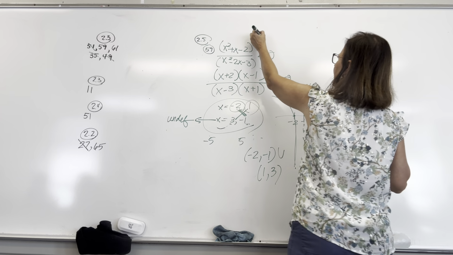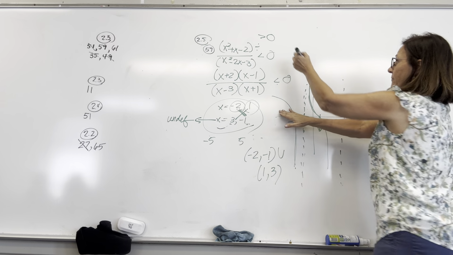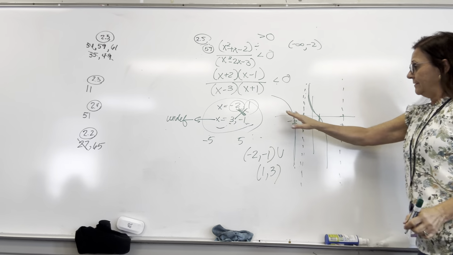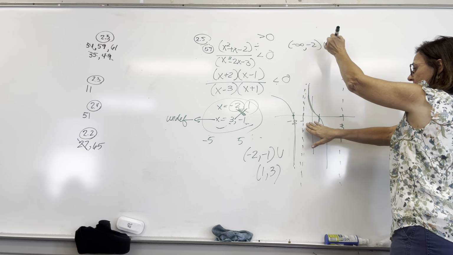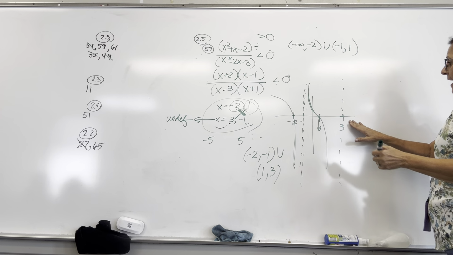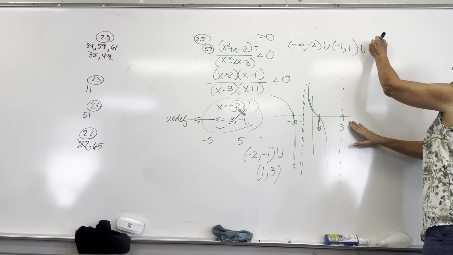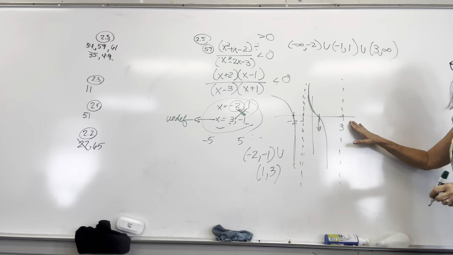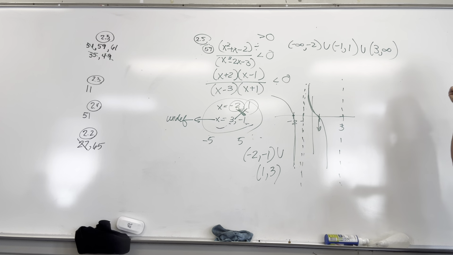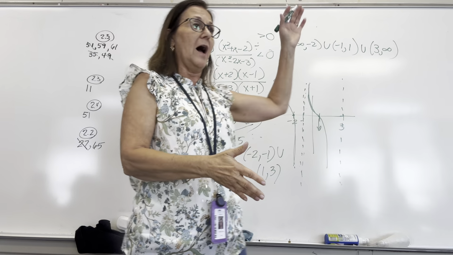Like, what if this would have been greater than 0? If this would have been greater than 0, then we would have been -infinity to -2. And then we would have been -1 to 1. And then it's above at 3. And then it would have been 3 to infinity. Somebody saw it above 3 in your window. So you have to graph it to see whether or not it's above or below. Greater than is above, less than is below.